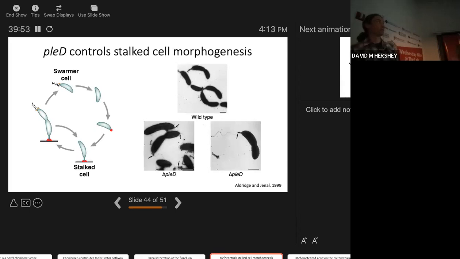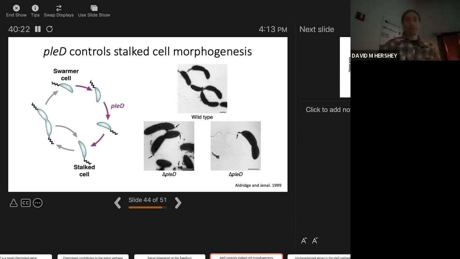In the wild type, this is what these cells should look like. We have a stalk at one pole, we have a constriction where the cell is dividing, and we have a flagellum at the other pole. This is what we should see. When we delete PLD, we get these weird cells where they have two flagella, a flagellum at each pole. Sometimes you get these stubby stalks with the flagellum sticking off of them. And this is because PLD is required for the morphogenic events that happen during stalk cell development, right?